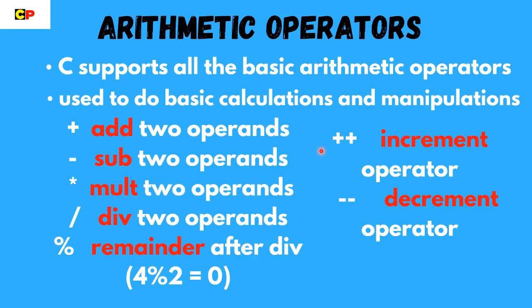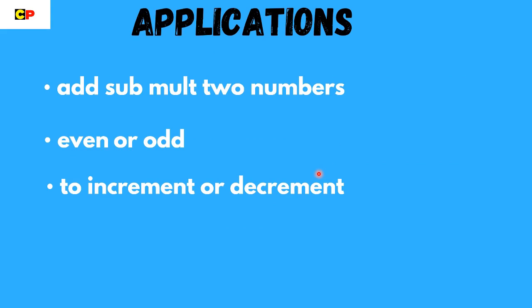Now this is how arithmetic operators are, and now we'll see the main applications, some basic applications of arithmetic operators where we can use them. The first basic application, as we have talked about earlier, is to add, subtract, multiply, divide, or find remainders of two numbers. Then another is to check whether a number is even or odd. We can use arithmetic operators for this scenario also. And the next scenario, as we have also talked about, is to increment or decrement variables.